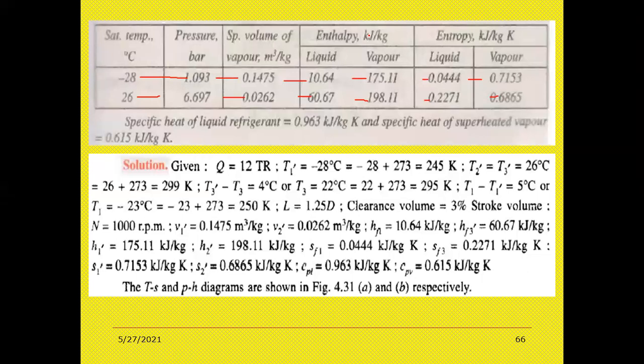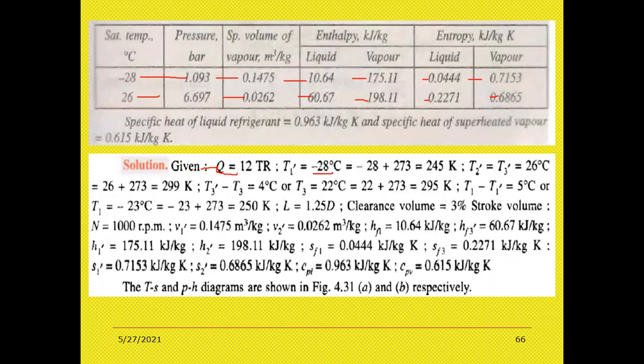Next, from the given question, write down the given data. This is a lengthy question, so based on that, write down the data. So what is given here? The refrigeration capacity is 12 TR.